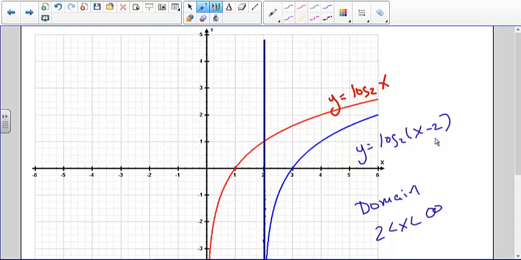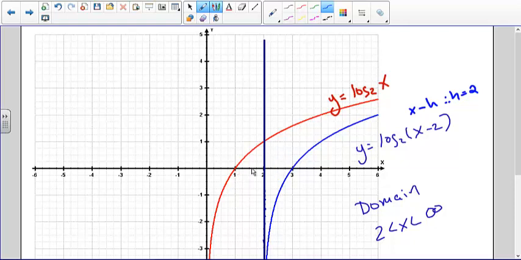And what happens is you have this horizontal shift. So you have x minus h. Therefore, h in this case equals 2, x minus h. So that means it's going to be shifted in the positive x direction. So everything gets shifted. The vertical asymptote gets shifted. So instead of the y-axis being the vertical asymptote, the line x equals 2 is.